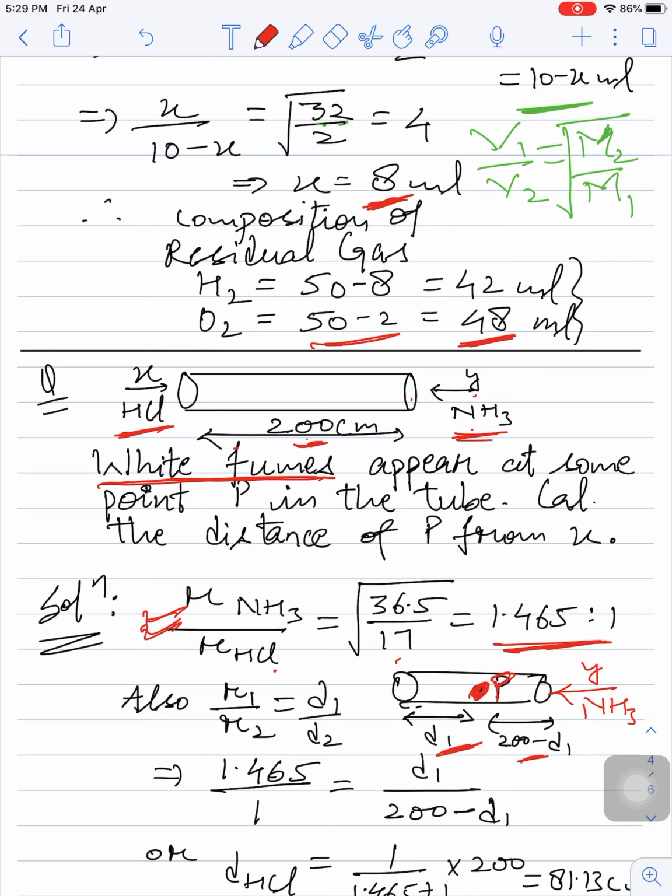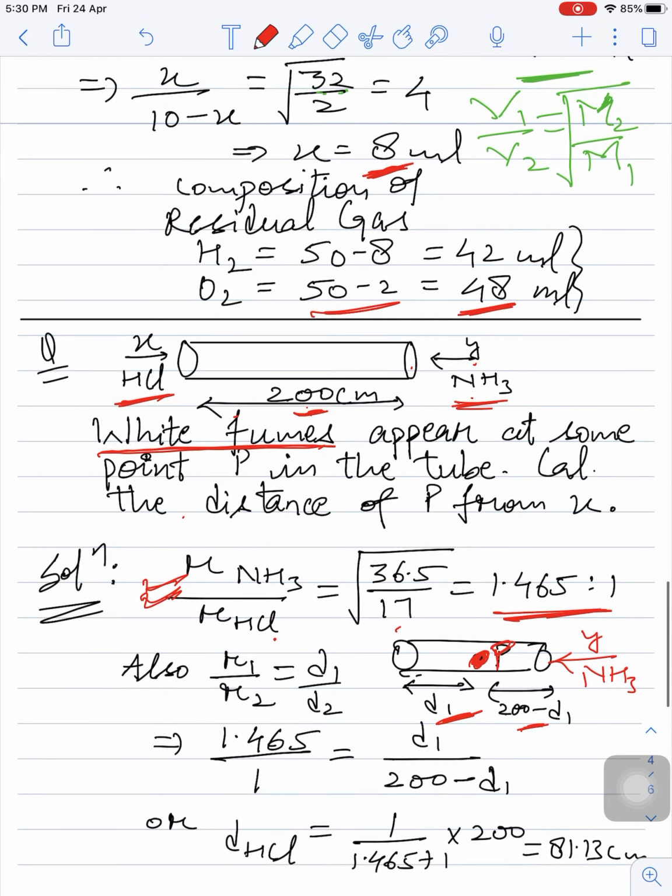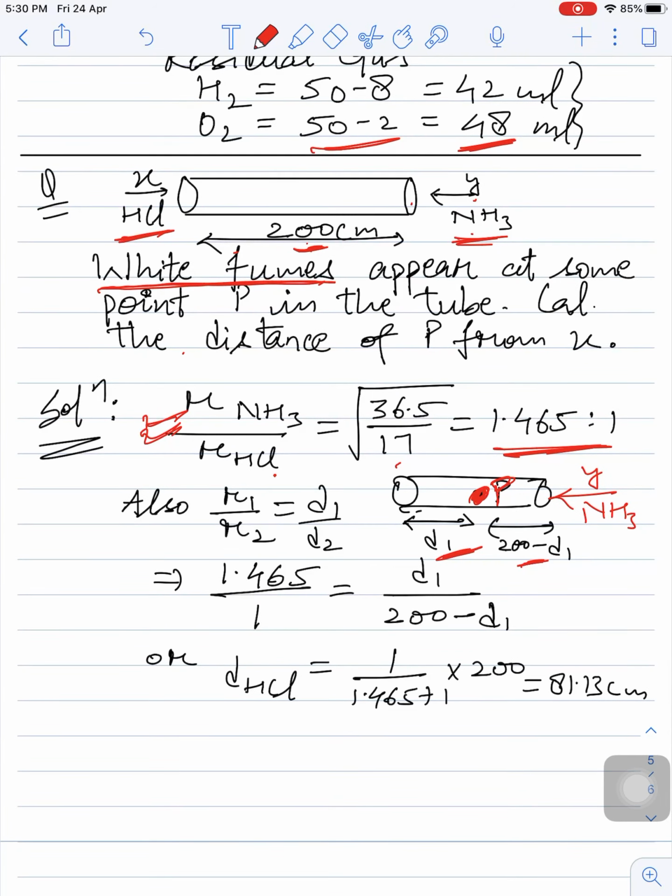Even if we have not studied the formula, we still understand that rate is speed, and speed is distance upon time taken. So time taken is common, because P is the point at the same time at which the gas molecules are striking each other, they are reacting, and white fumes are appearing. So obviously R1 by R2 equals D1 by D2. Now R1 by R2 equals square root of 36.5 upon 17, that is 1.465 upon 1, equal to D1 upon D2, and D2 is 200 minus D1.